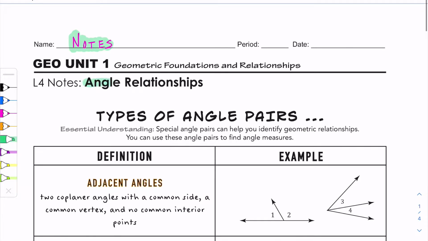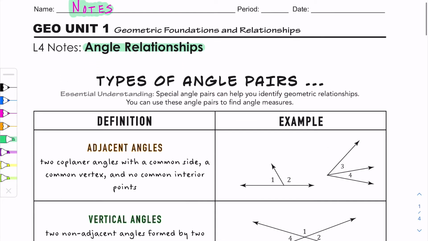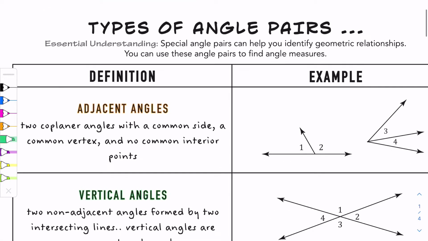Today we're learning about angle relationships. Special angle pairs can help you identify geometric relationships. You can use these angle pairs to find angle measures. The first type we're looking at is called adjacent angles.